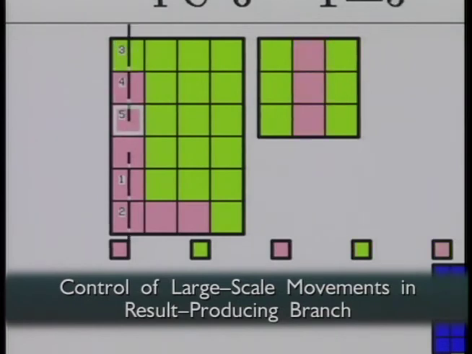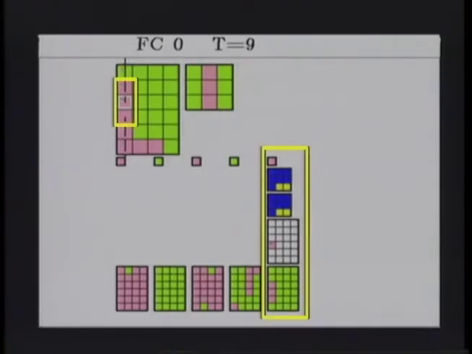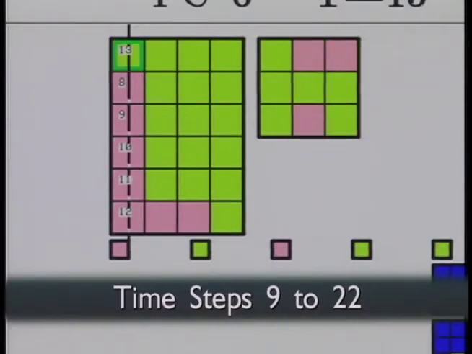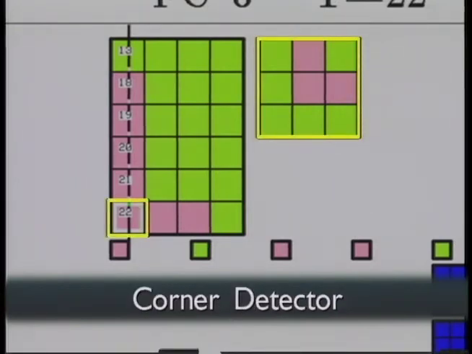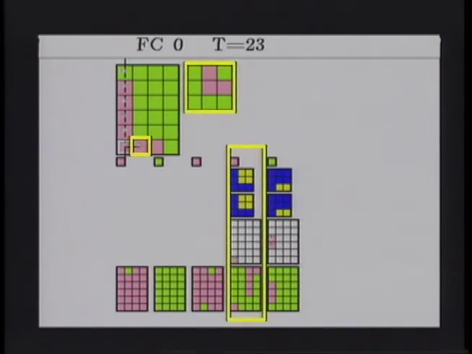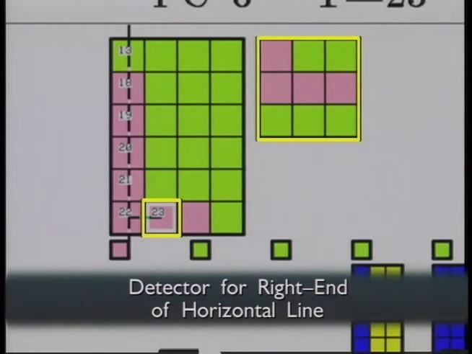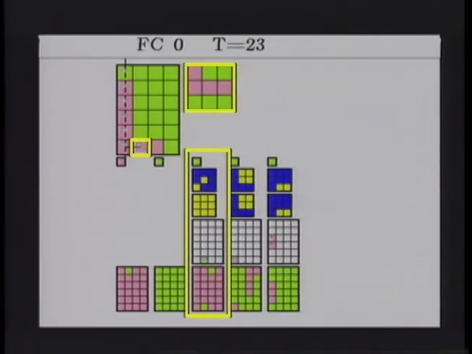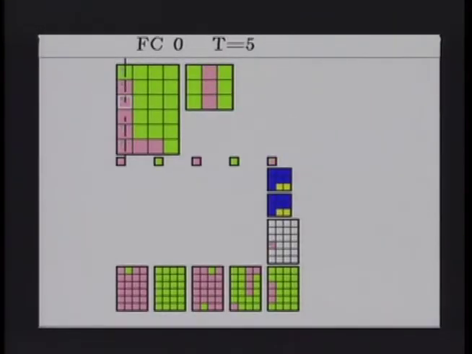The result-producing branch moves the turtle through a series of steps on the vertical part of this L. At time step 9, the result-producing branch invokes the 5th detector to detect for the presence of a vertical line segment. At time step 22, the result-producing branch invokes the 4th genetically evolved feature detector and detects the presence of a corner. At time step 23, the result-producing branch invokes yet another genetically evolved feature detector and detects the right end of a horizontal line segment. The pattern is thus identified and classified as the letter L.